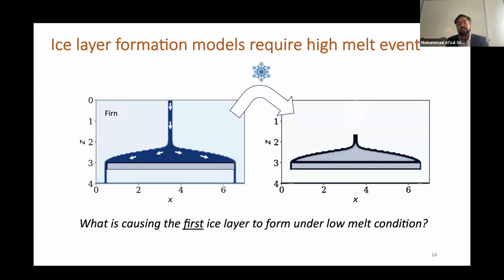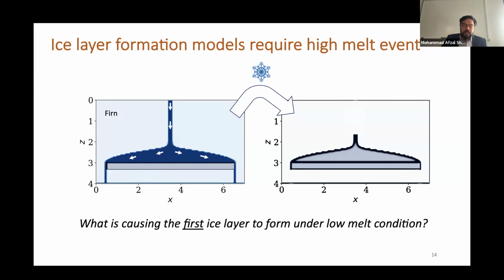But there are several issues with this idea. First, these ice layers exist in regions where you never have high melt, so you never form these perched water tables. Furthermore, you can see ice layers forming in regions where there was no pre-existing ice layer. Then the question is, what is causing the first ice layer to form under low melt conditions?